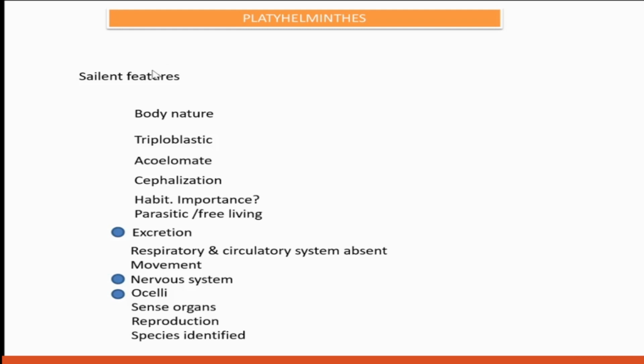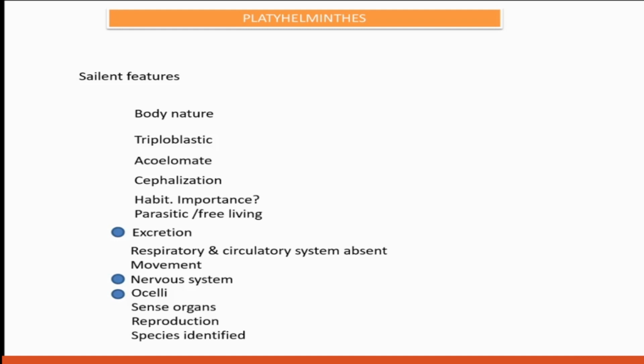First, we are going to see what are the salient features of this phylum. Body nature. What is the nature of the body of these Platyhelminthes? How does it look? It is unsegmented. Unsegmented means it's very clear, it's not divided into any segments.